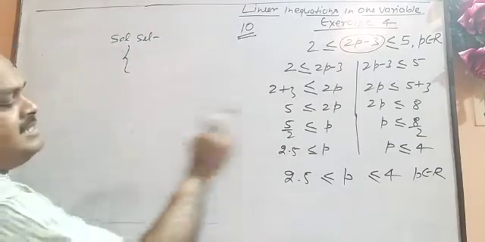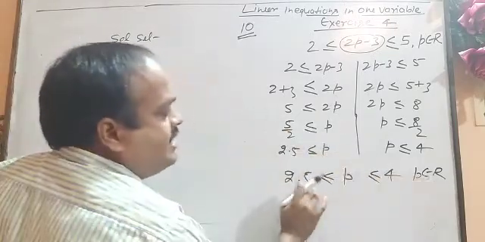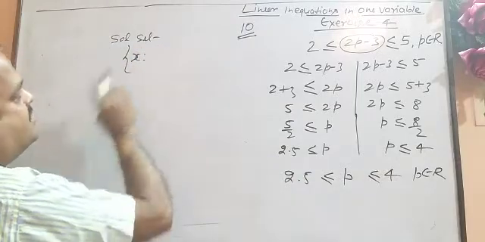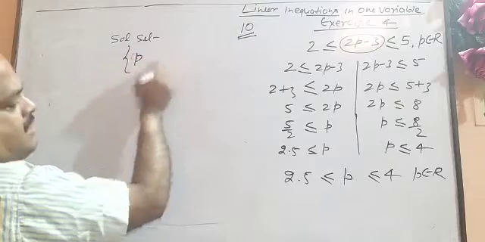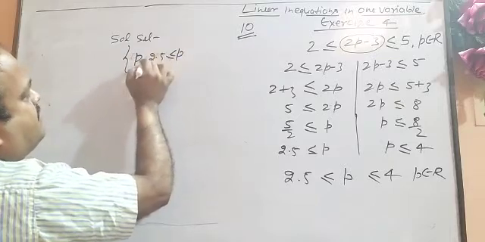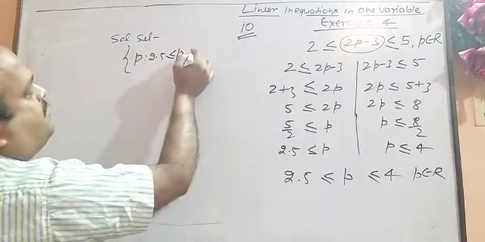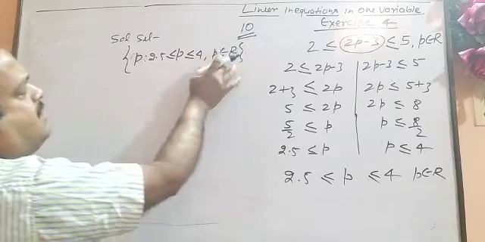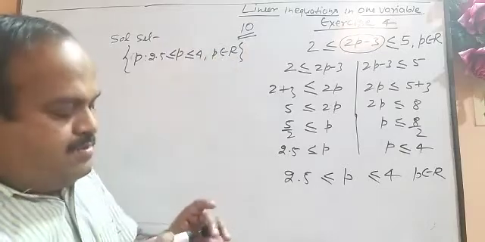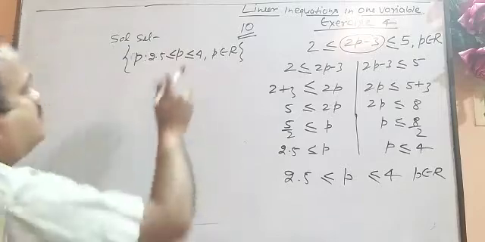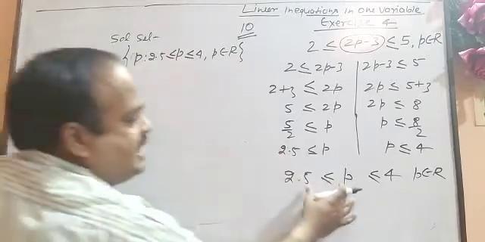We will write, since p belongs to R, that's why we cannot count the elements. So we will write p such that p is greater than or equal to 2.5, p is less than or equal to 4, p belongs to R. Nothing should be missed. If you miss this symbol or anything, you will lose 1 mark. So this is called the solution set, this is called the range.